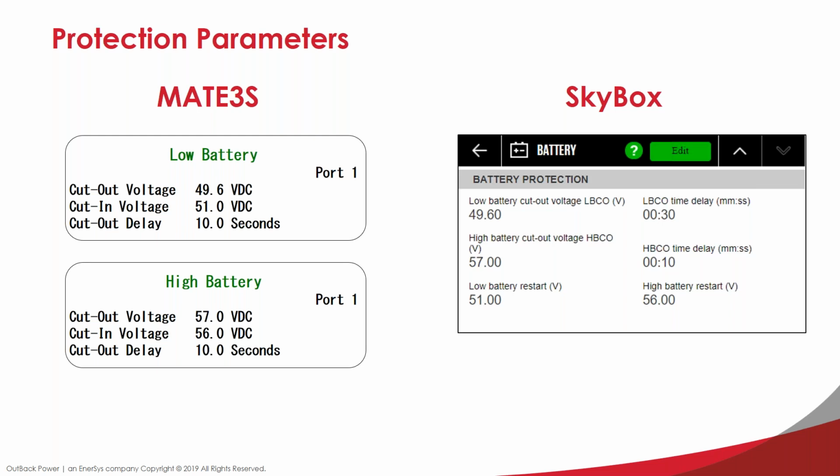So low battery, cutout voltage 49.6. That's taken from the spec sheet or the integration guide or both. Cut-in voltage is just about a volt or two higher than that. I usually set mine equal to the rebulk, which is pretty close to what it should be. And then cutout delay is kind of personal preference.